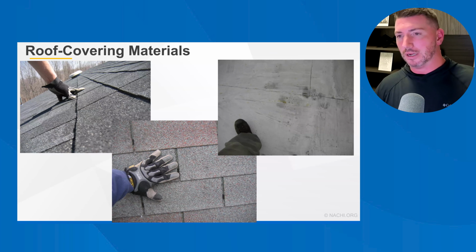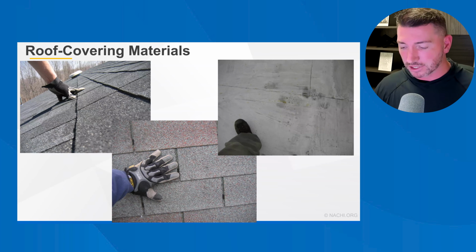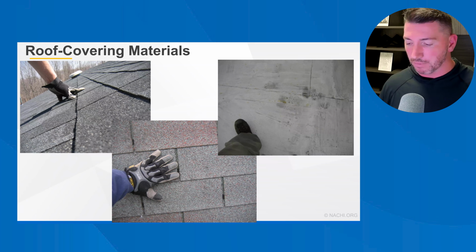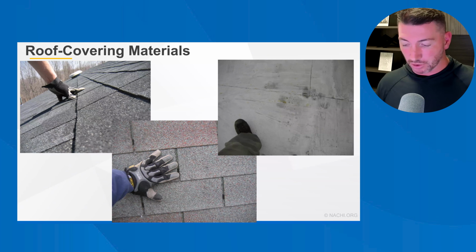So you're only going to report on what you can actually physically see. Remember that just about every component and system is limited and restricted in some way for the inspector during a visual only home inspection. So stick to inspecting and reporting on the roof covering.